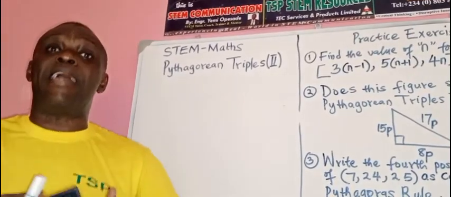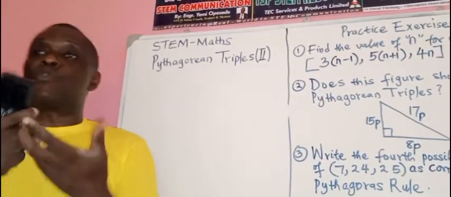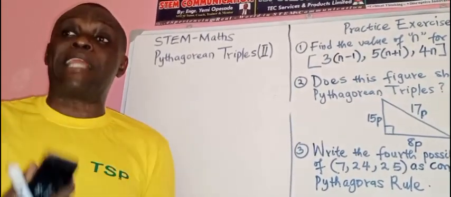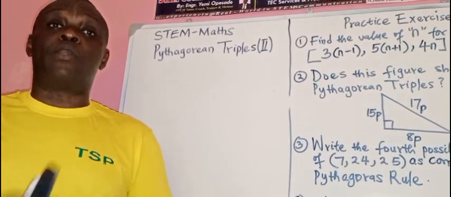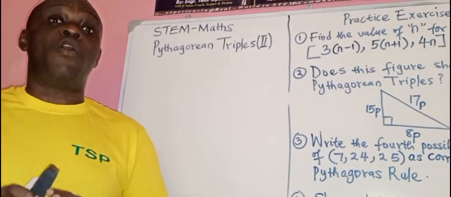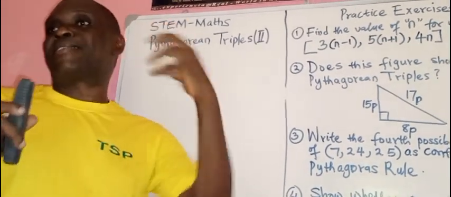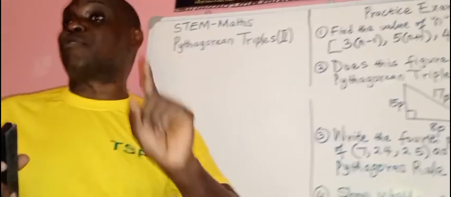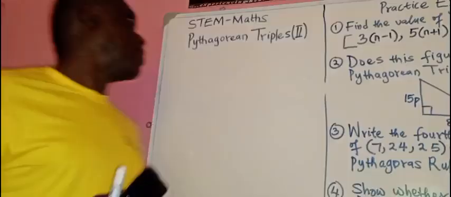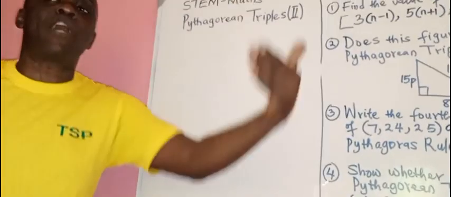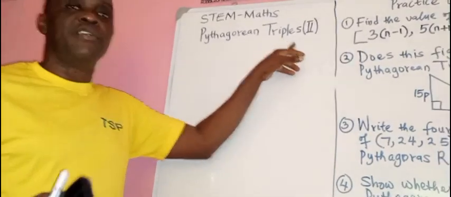Maybe in another edition, when we are more relaxed on this platform, we'll see how we can prove the Pythagorean theorem. But for now, it's not part of this. Just know that a law or a theorem exists that connects the three sides of a right angle triangle, and that is Pythagoras' theorem. So from Pythagoras' theorem, we have the concept called Pythagorean triple.